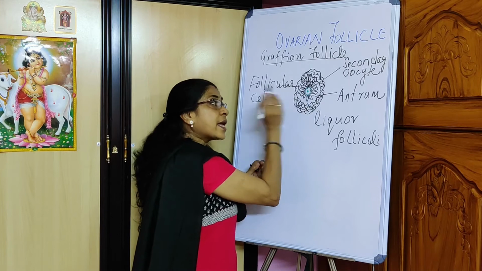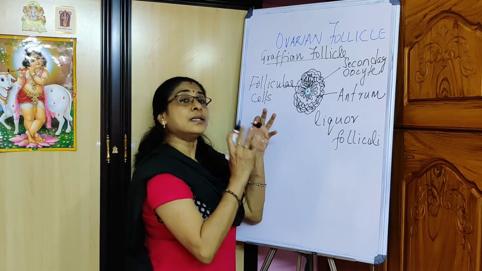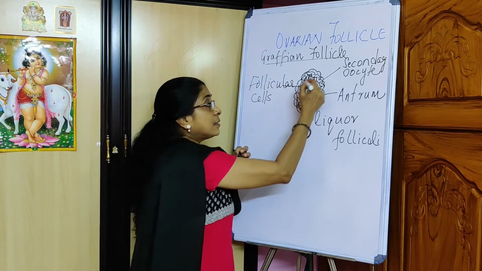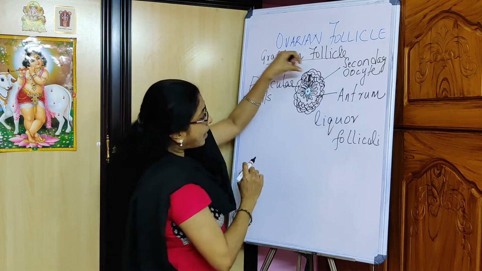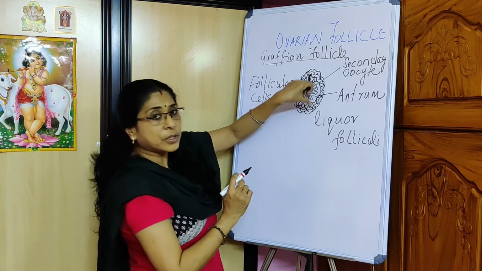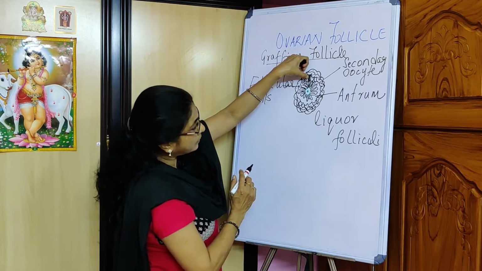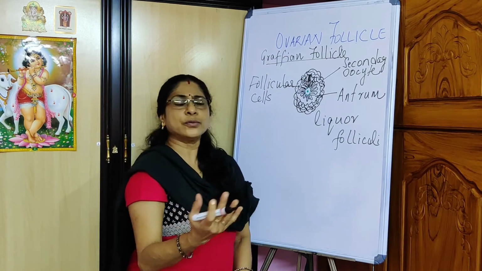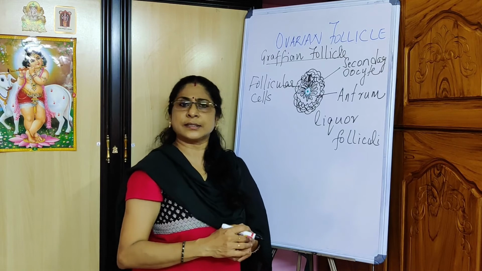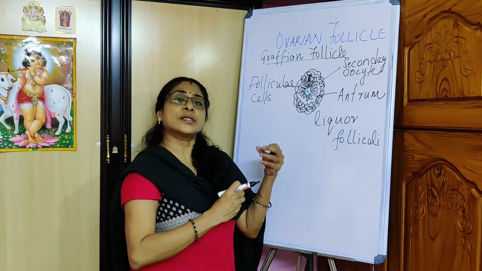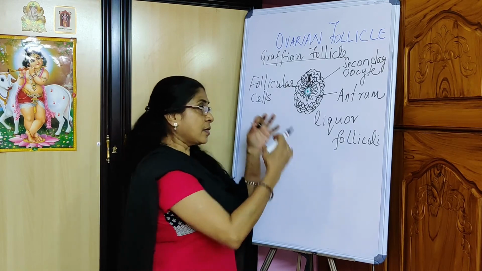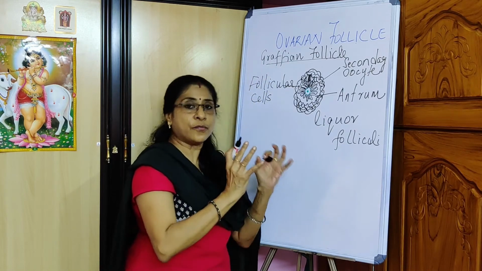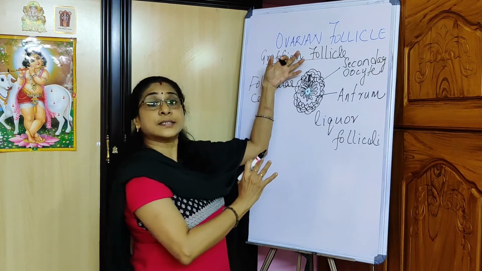However, the secondary oocyte still remains adhered to these follicular cells, and this in turn is attached to the outermost layer by a stalk. You can see a stalk here, and the stalk is called the cumulus oophorus. I don't think you have to study that as far as the NCERT textbook is concerned, but it is called the cumulus oophorus.